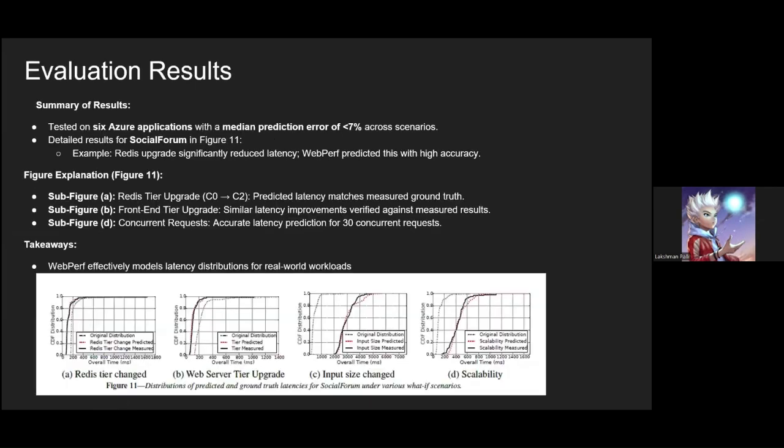And the next, evaluation results. So now let's summarize the evaluation results across all the previous 6 scenarios. WebPerf was tested on 6 Azure applications with a median prediction error of less than 7%. Across configurations, looking at figure 11, we see three key highlights. The first one is Redis tier upgrades showed significant latency improvements with predictions matching the ground truth.